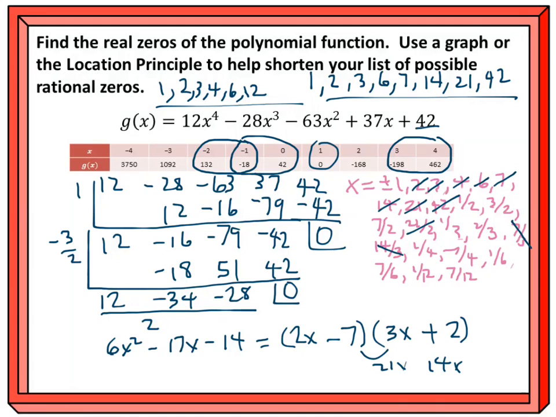Alright, we are almost done. So now all I have to do is list out all of my answers. X is equal to 1, negative 3 halves, 7 halves from this set of parentheses, and negative 2/3 from the last one.